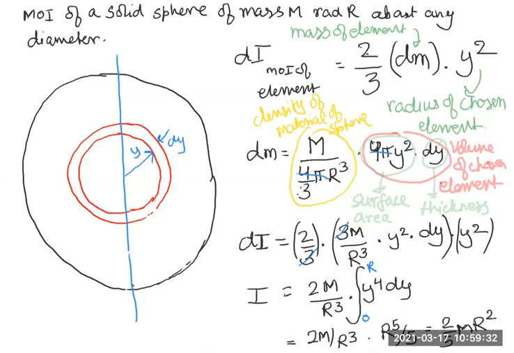Very, very important result. Just highlight this. Full derivation important है, क्यों नहीं है important? 2 by 5 MR square. कौन सा step नहीं समझ में आ रहा है derivation में?